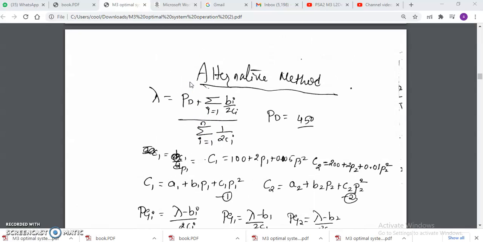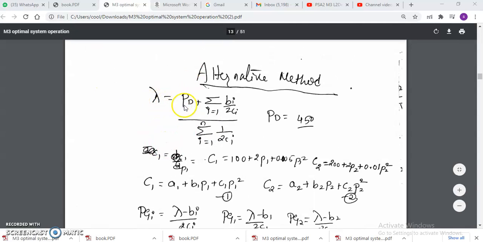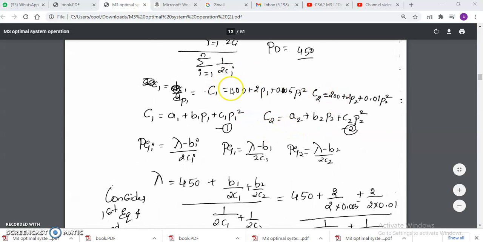Okay, now the alternative method. First you have to find lambda, and this is the equation: PD plus summation of i equals 1 to n of Bi by 2Ci, divided by the summation of 1 by 2Ci. Now the total demand is what they have specified, 450 megawatt, and these are the equations they have given, C1 and C2 in the problem itself. C1 I will write as A1 plus B1 P1 plus C1 P1 square, and C2 as A2 plus B2 P2 plus C2 P2 square.